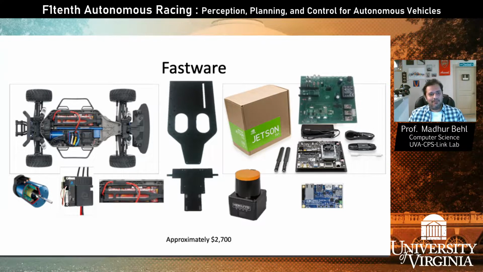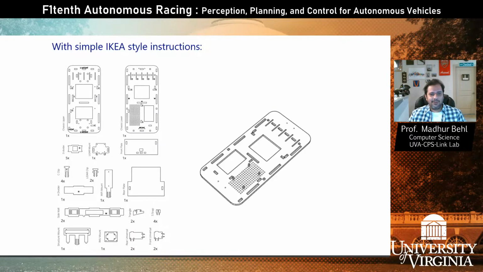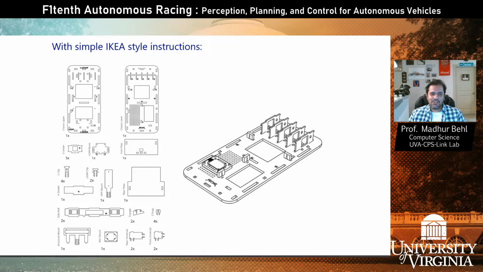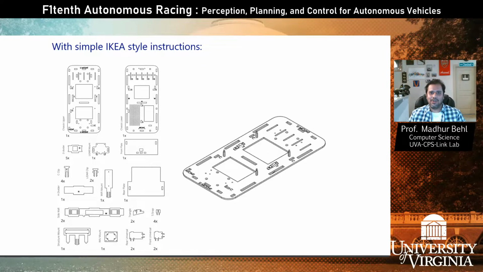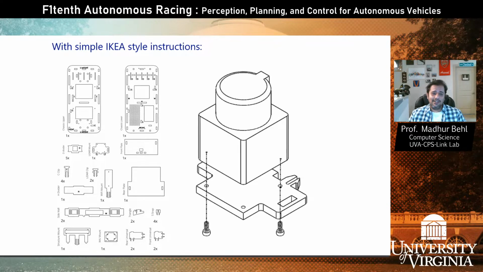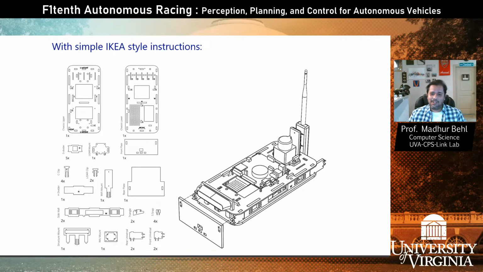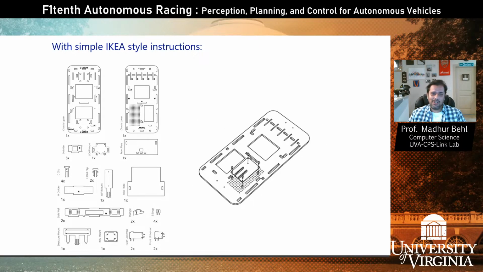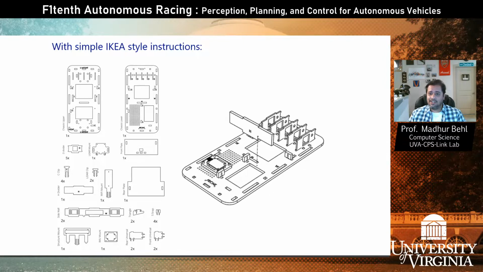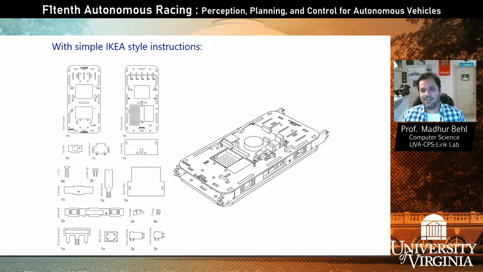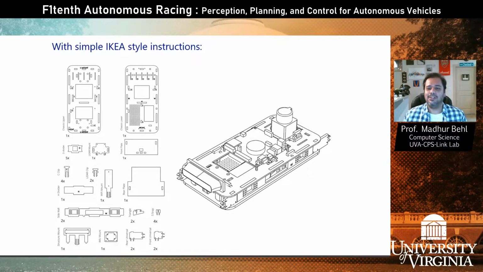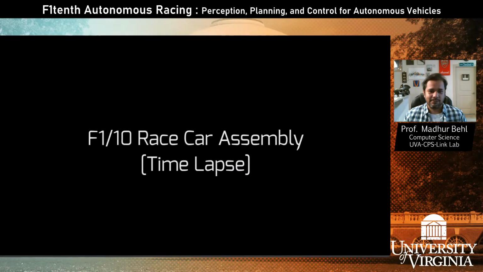The good part about the build is that it's completely open source, so anyone can print these chassis. These are like IKEA style instructions. You can laser cut ABS grade plastic and essentially fit them together with step-by-step instructions on how and where to mount every single sensor. In fact, let me play a brief video which will show you a time lapse of how this car is assembled.